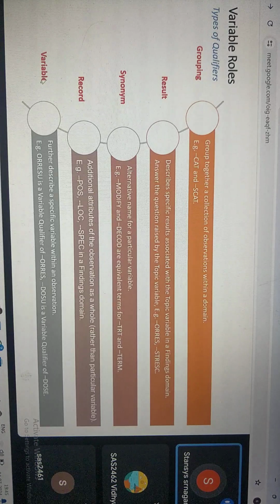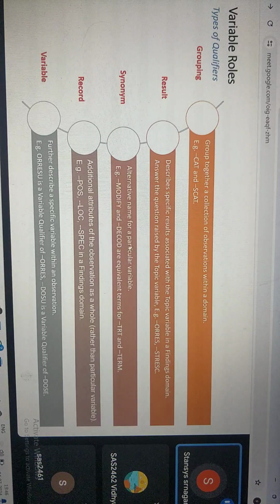Then the variable qualifiers. A simple example is the result units. As I said previously, height 173. What is the 173? 173 centimeter. When it comes with the cm units, it becomes meaningful. The weight 60. What is 60? 60 kg. It's meaningful. So then LBSTRESU, VSORRESU, whenever units come for the result, it is the variable qualifier. For the dose, units is the variable qualifier.